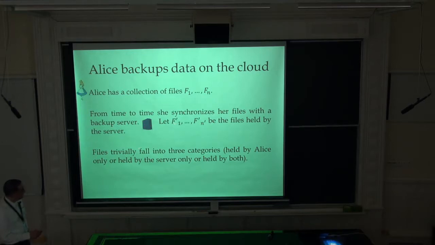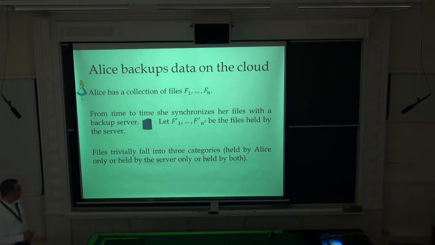And the server has a list of files which only partially conforms to the files that Alice has. Basically, there might be files that Alice has and that the server doesn't have. These are new files that have been created. Files that the server has and that Alice doesn't have are files that Alice had and that she erased. And then there are files in common between the two. So files trivially fall into these three categories.